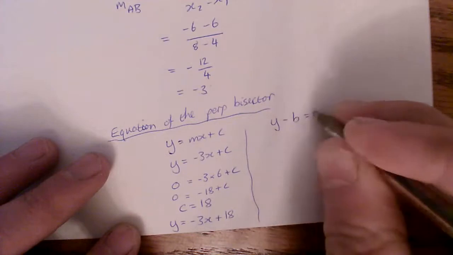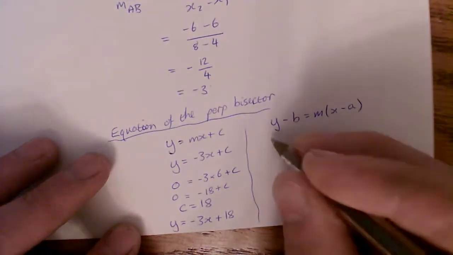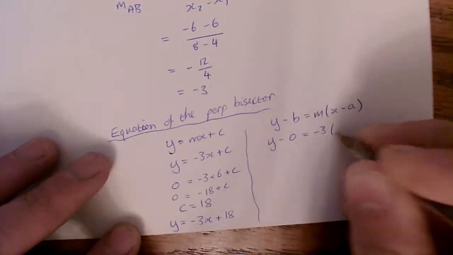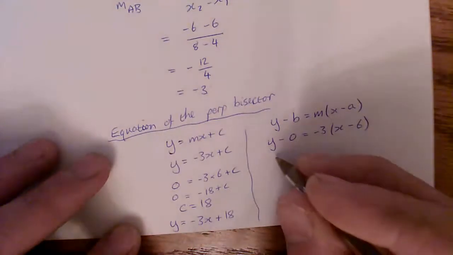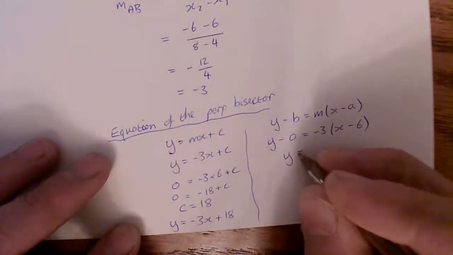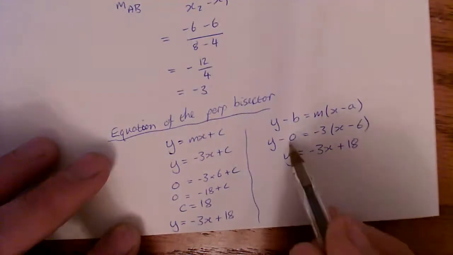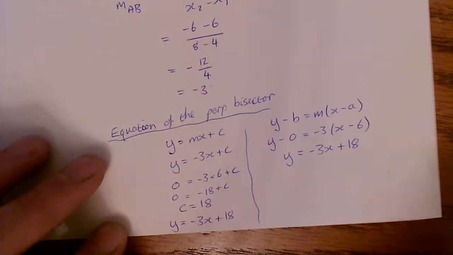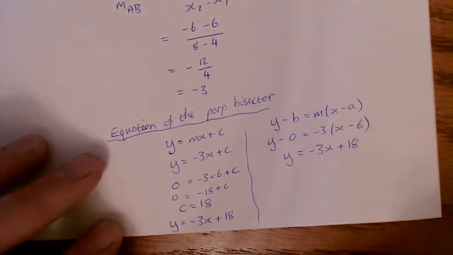So y minus b equals m times x minus a. And this time we've got y minus 0 equals minus 3 lots of x minus 6. Y take away 0, just y. Minus 3x plus 18. So in this case, because that's 0, this actually turned out to be the quicker method to use. But same answer in both cases. It doesn't matter which one you use, but there is our method for a perpendicular bisector.